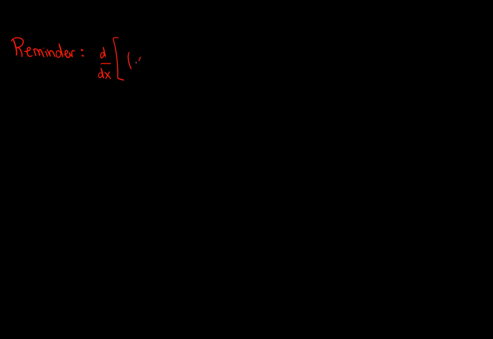If you need to take the derivative of something like this, x cubed plus 2x squared plus 5 to the power of 4, remember what you do. First thing is you would take that 4 and bring it down. Then you would leave the x cubed plus 2x squared plus 5 alone. Then you would reduce the power by 1. And then you would multiply by the derivative of the inside.